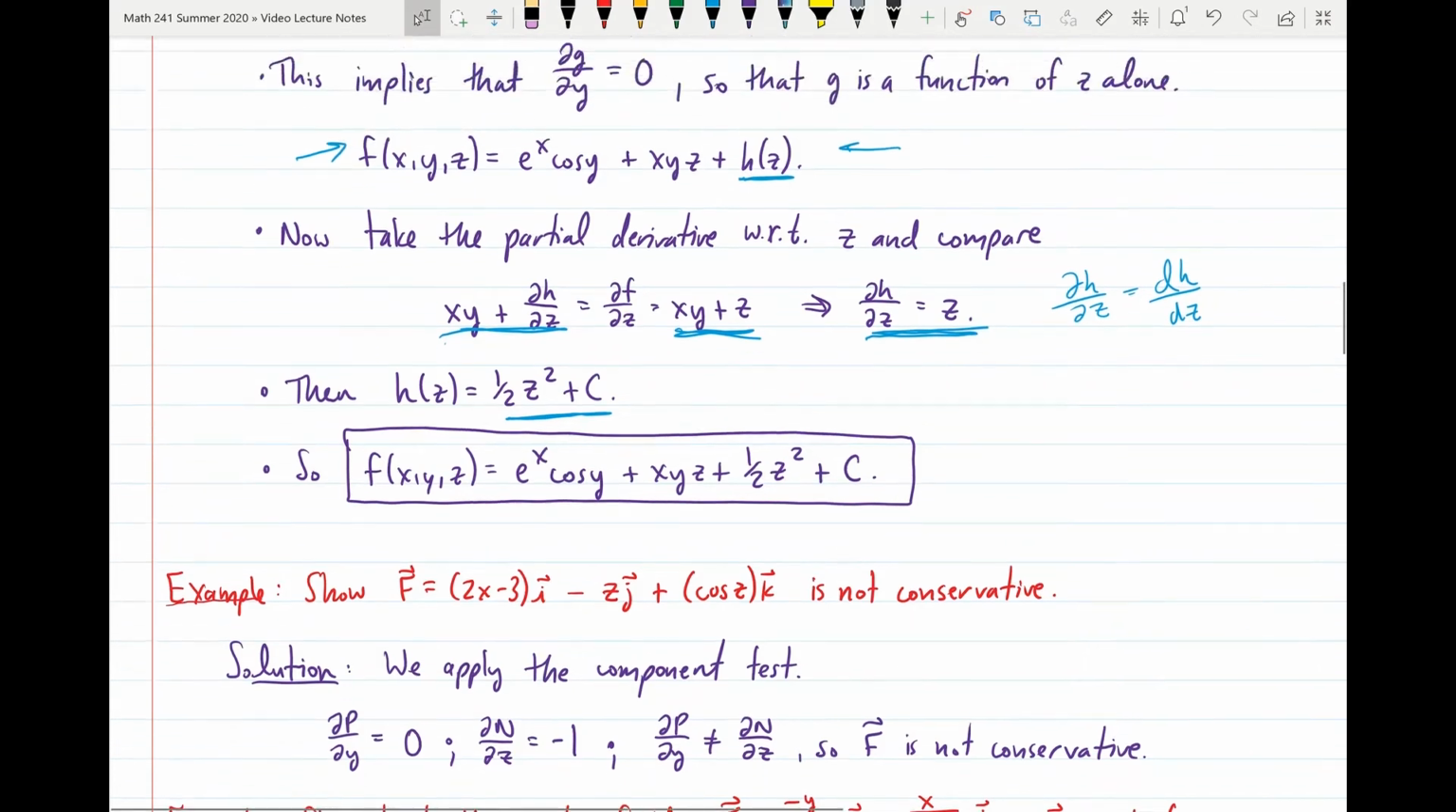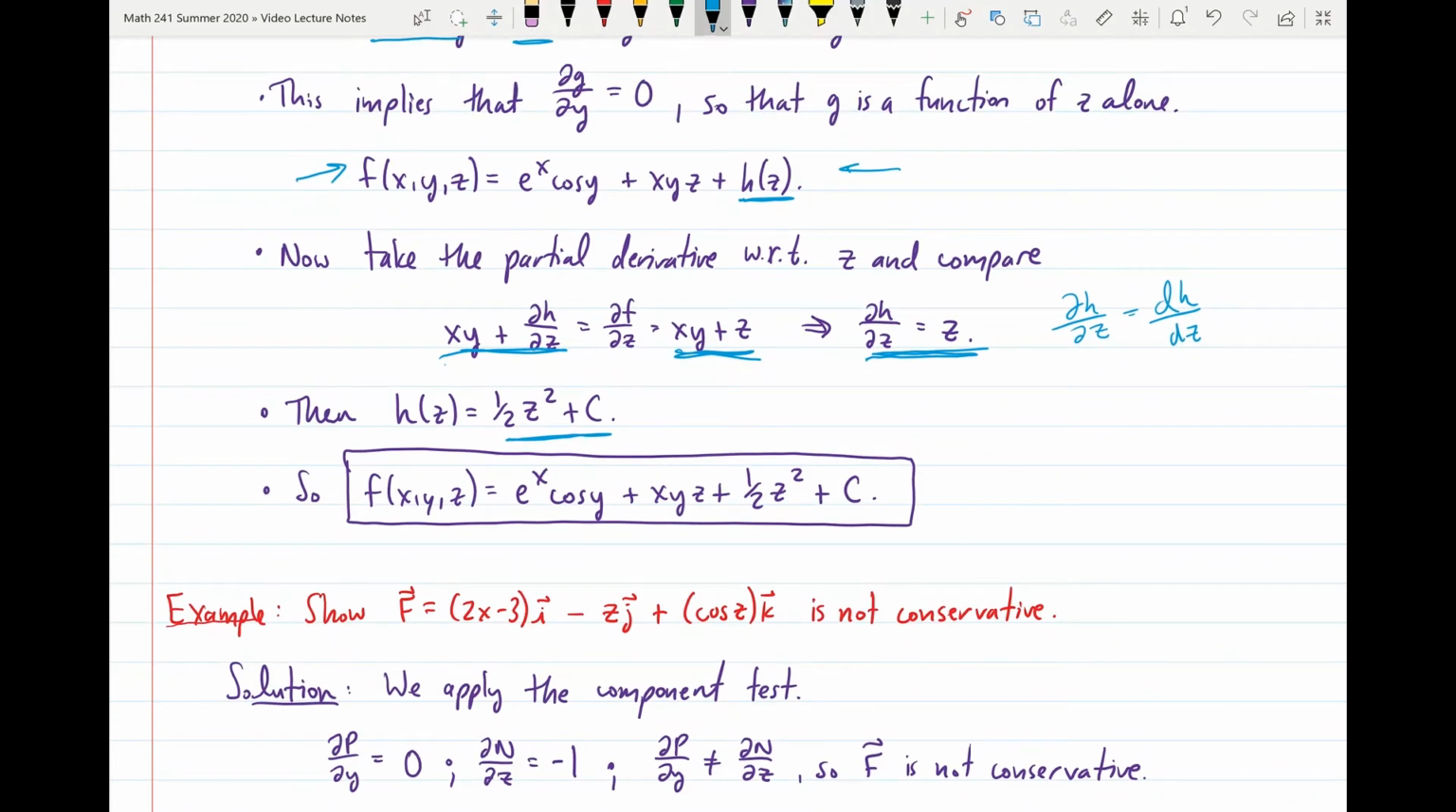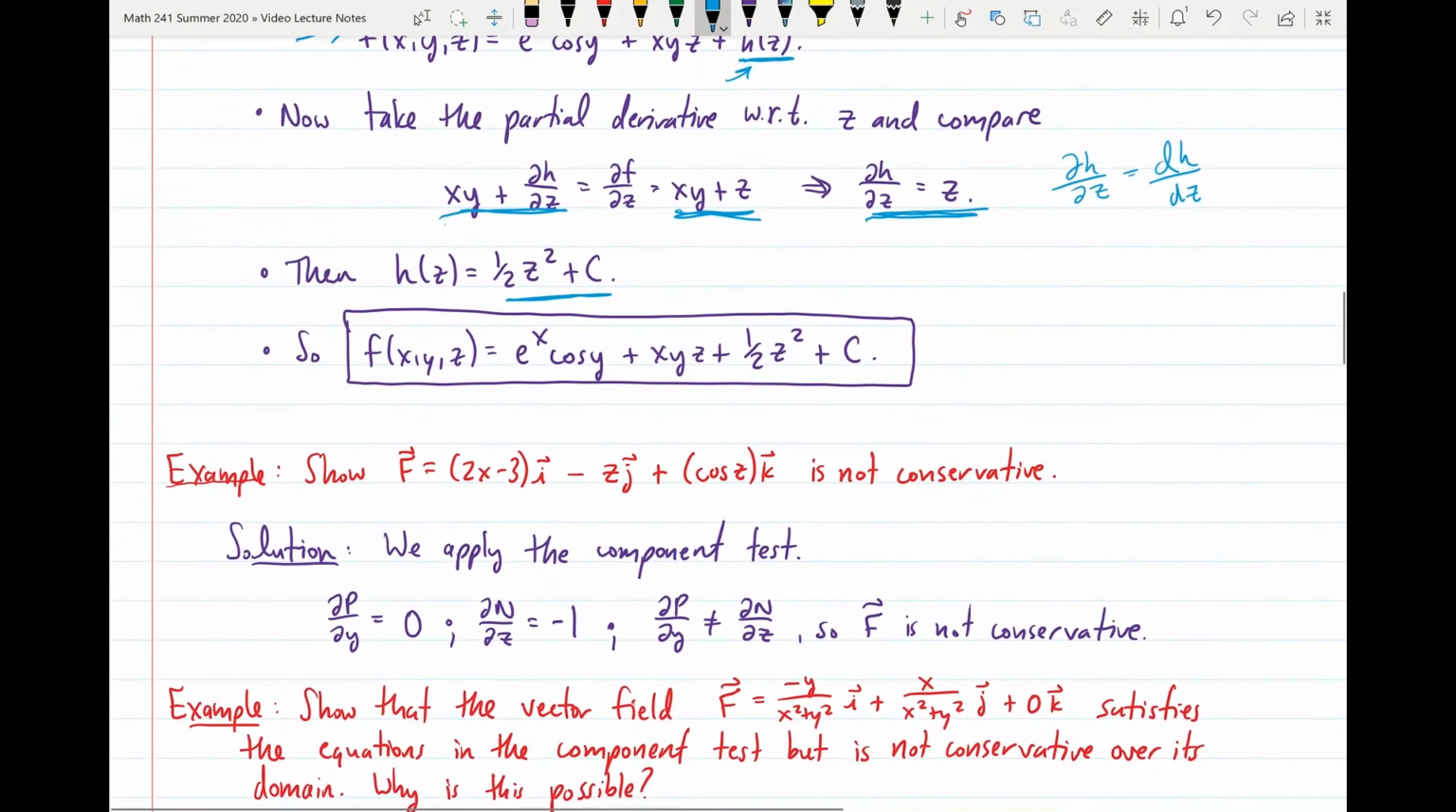We can substitute this 1/2 z squared plus c for h of z up here. And we find that our potential function is f of xyz is equal to e to the x cosine y plus xyz plus 1/2 z squared plus c.